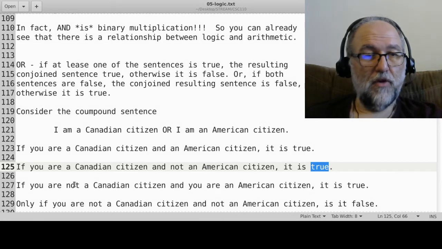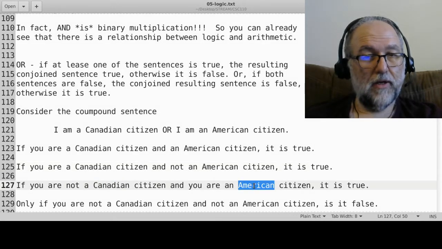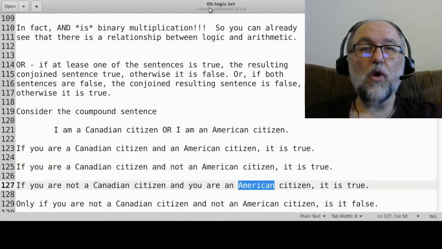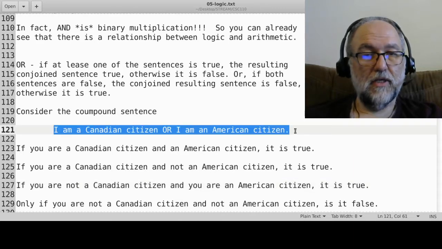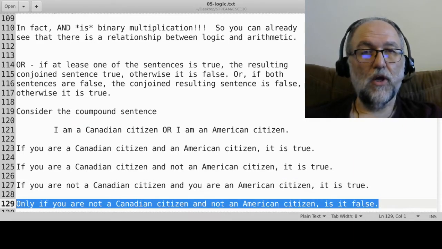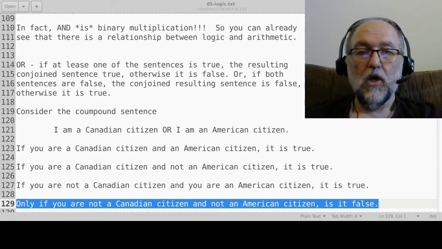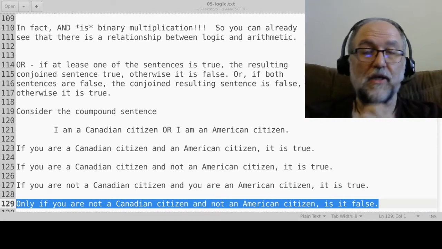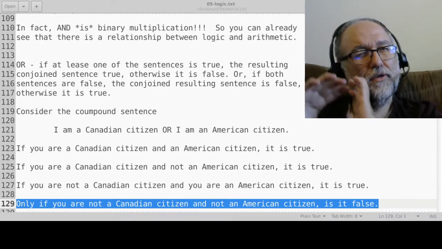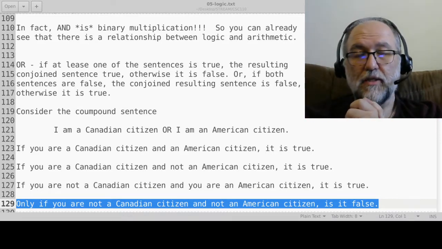And the other way around, if you're not a Canadian citizen but you are an American citizen, it's also true. The only way you're going to get false out of this sentence is if you're neither Canadian nor an American citizen. So imagine you're an Italian citizen. You're not Canadian, you're not American, you're just an Italian citizen.